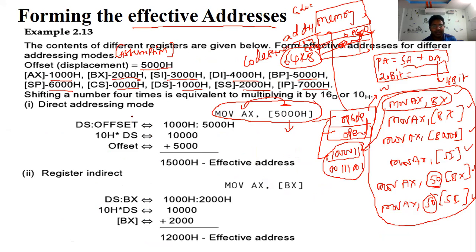What is the displacement value? How do you write that? 10H times DS plus 5000H. What is this 5000H value? Whatever value you mention here is this one. This is the data segment value. So what is the data segment value here? Here it is 1000. So 1000 plus this 5000.